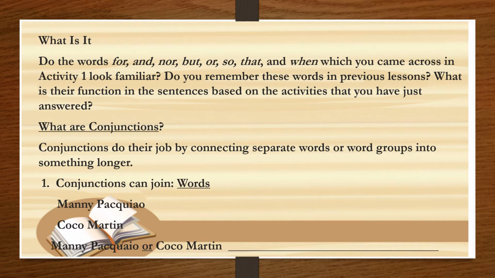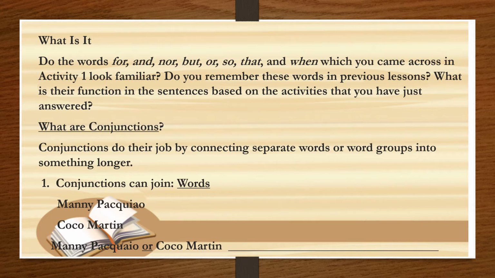So, let's start now. What are conjunctions? There is one class of words in the English language that acts like a bridge. This is called conjunction. It is basically a word connector that enables you to connect two or more words, phrases, and clauses together. Conjunctions do their job by connecting separate words or word groups into something longer.